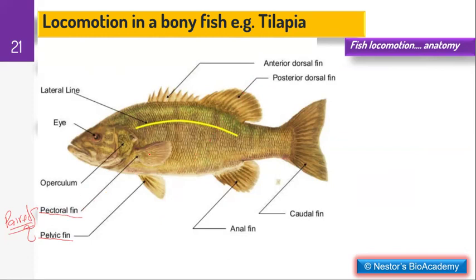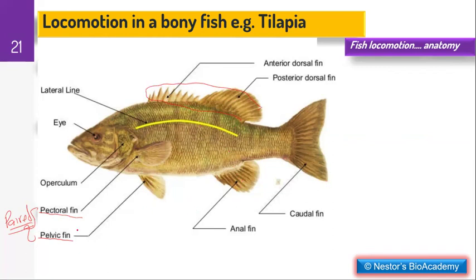And this means like now we are having this one as the left pectoral fin. On the other side, we also have the right pectoral fin. Here we have the left pelvic fin. It means on the other side of the fish, we'll also be expecting to find the right pelvic fin. However, the dorsal fin, this one here, the anal fin and the caudal fin are always unpaired.